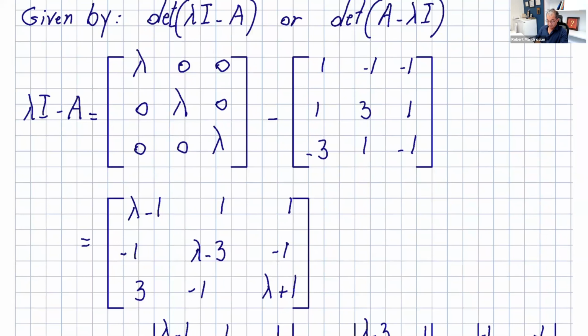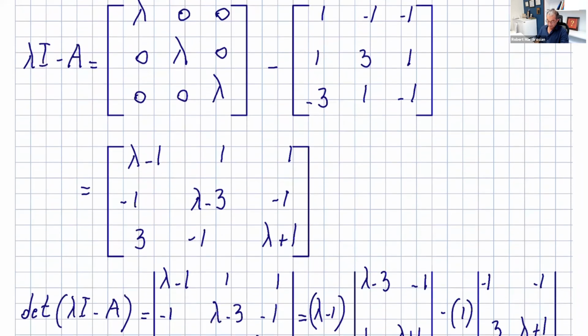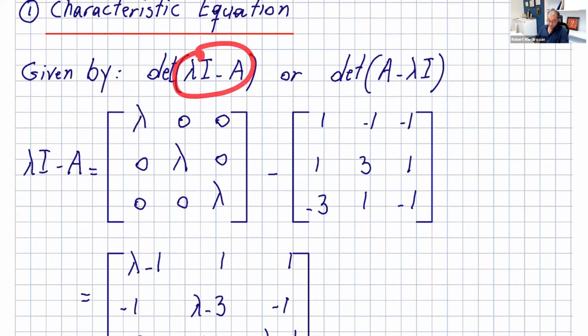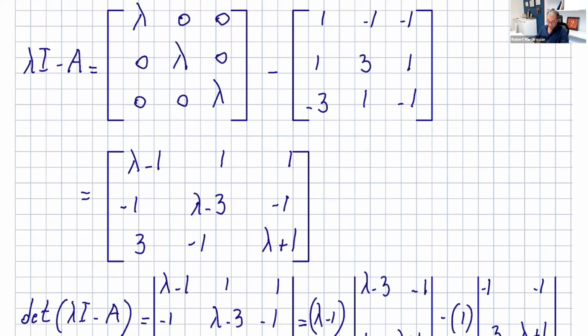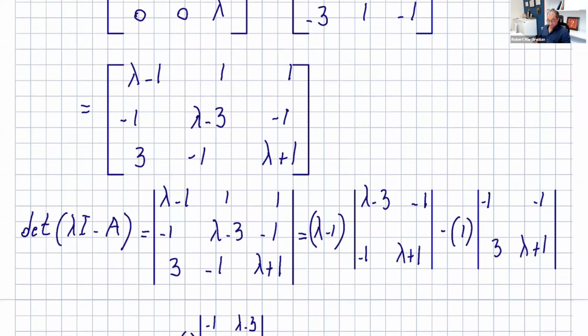If we subtract these two matrices, we subtract the corresponding entries. The first one is lambda minus 1. The second entry here is 0 minus -1, which is 1. It's pretty straightforward. You just subtract and you get that matrix. I usually use this one because I want positive values in front of my lambdas, but it doesn't make any difference. Now once you find this matrix, you have to find its determinant.